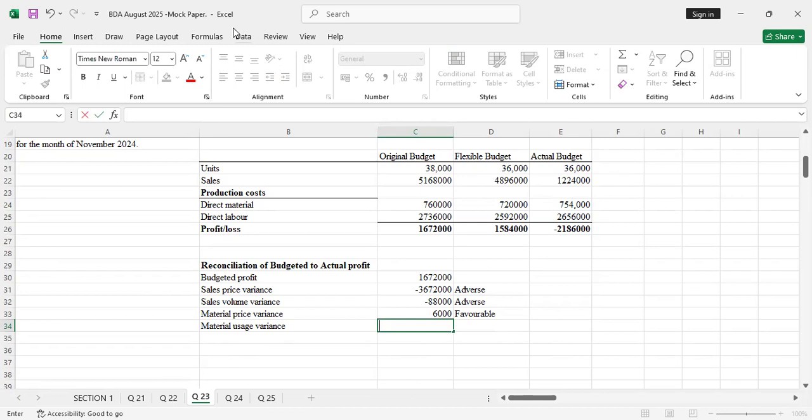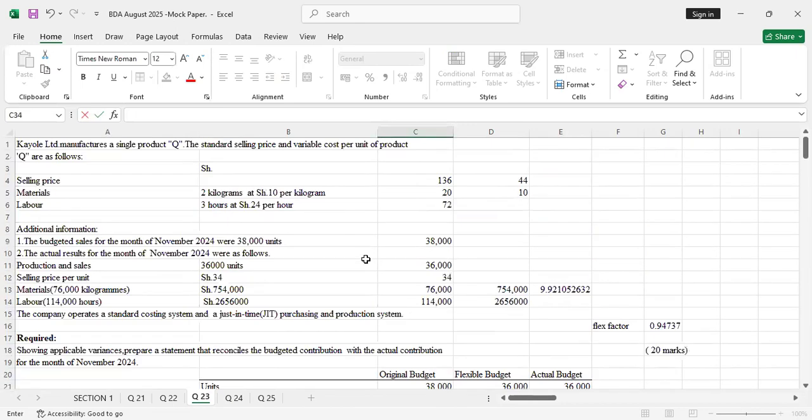Therefore, you reason: 1 unit will require how many kgs of material. In this case, you have materials under standard 2 kilograms at shillings 10 per kilogram. So it means that a unit will need how many? 2 kilograms. So if one unit requires 2 kilograms, because what they want is the standard quantity. So what about the actual? The actual number of units produced were 36,000.